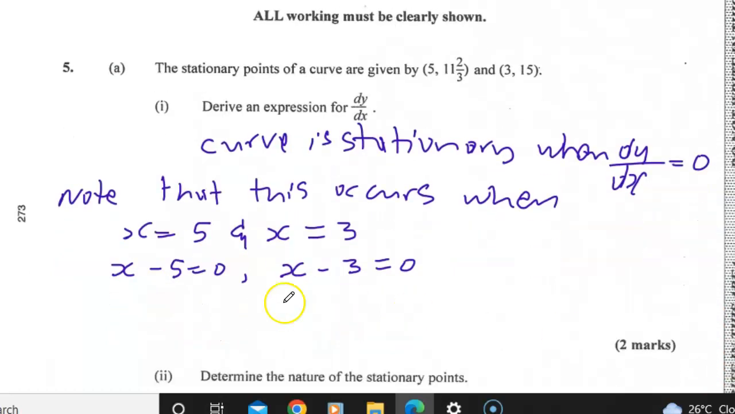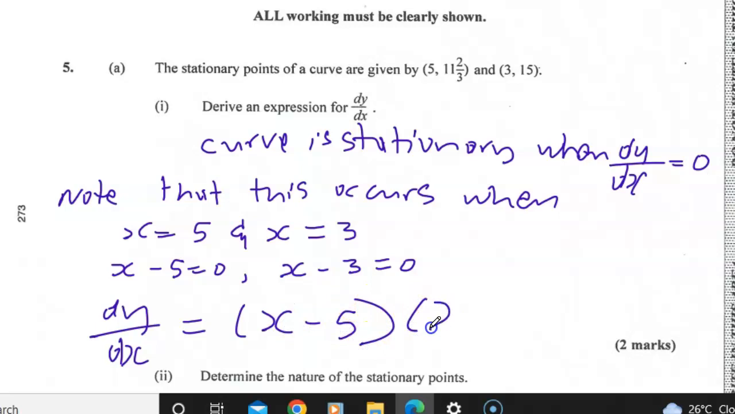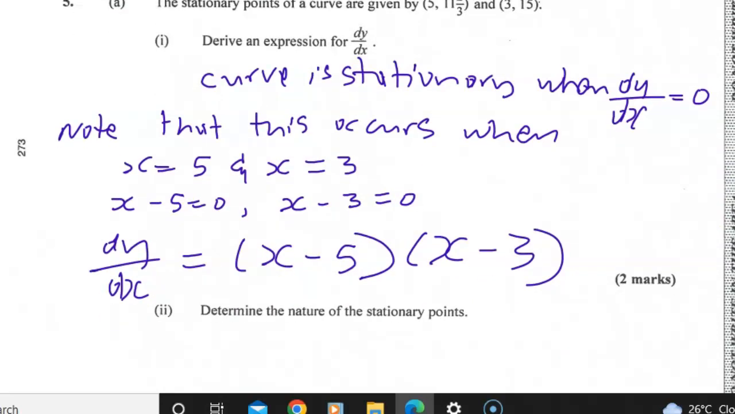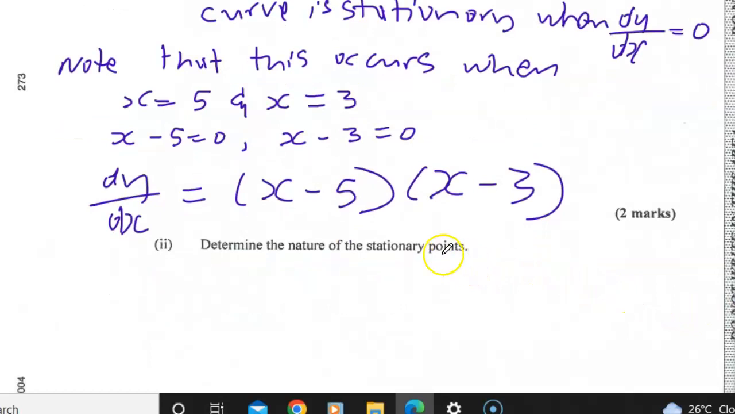So it means that dy by dx would be equal to x minus 5, x minus 3. And of course we can expand that, or we can leave it. Notice when x is 5, dy by dx is 0, because we're told the stationary point there occurs at 5. And when x is 3, dy by dx is also 0, since 5 and 3 are the x values for when the gradient is 0. Next, determine the nature of the turning points.